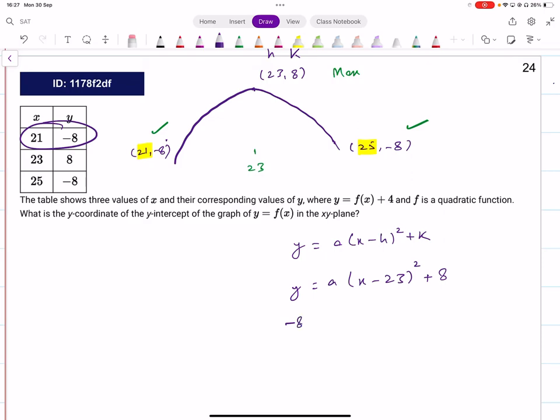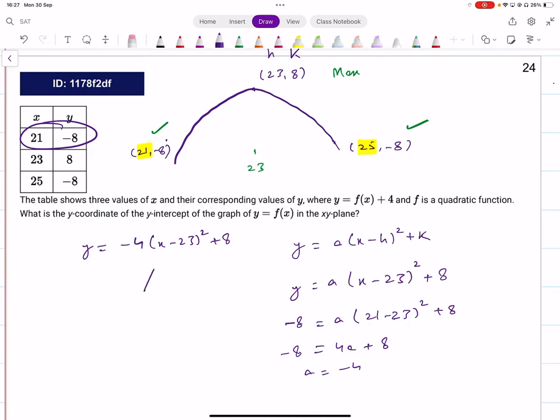Minus 8 equals a into 21 minus 23 whole square plus 8. And that gives you 4a plus 8 equals minus 8. A equals minus 16 over 4, which is minus 4. So the function that you have is minus 4 into x minus 23 whole squared plus 8. This is the function that we're given. Is that all right?